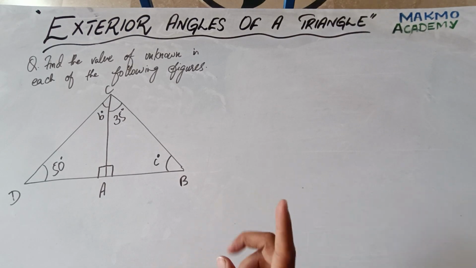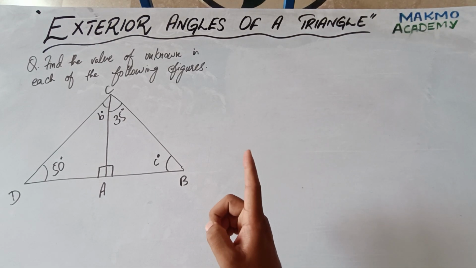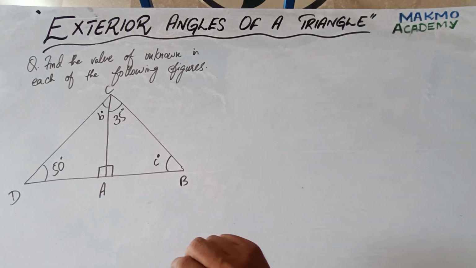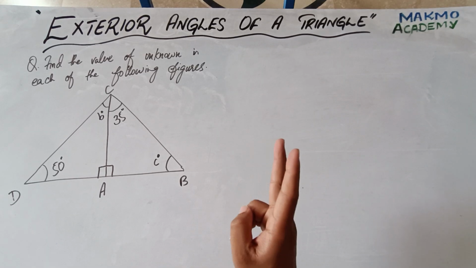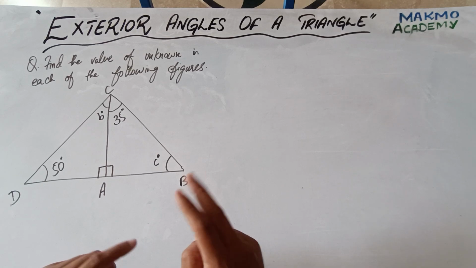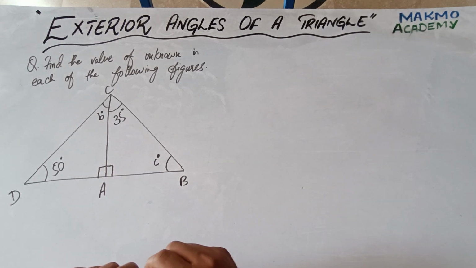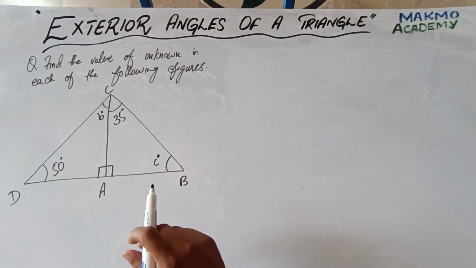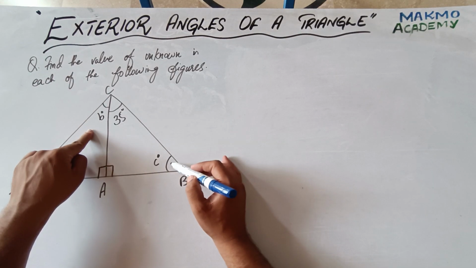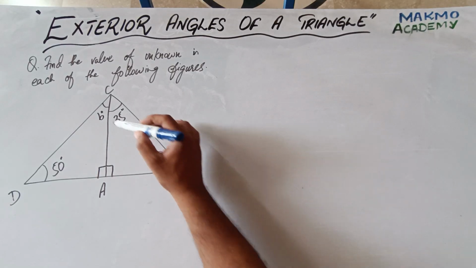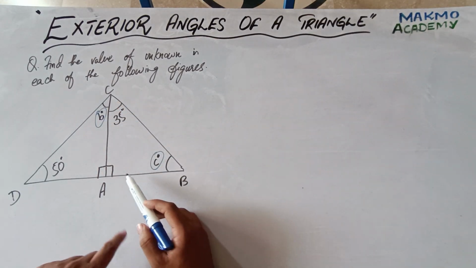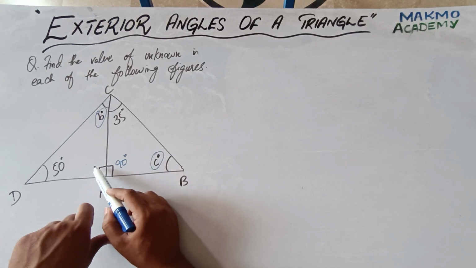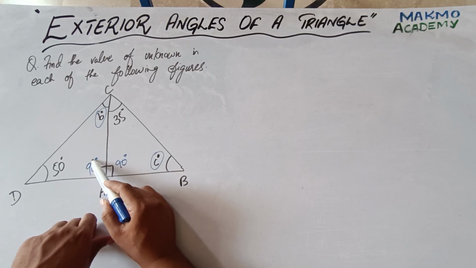So we know that property: the sum of interior angles of a triangle is equal to 180, and we know the exterior angle of a triangle as well, that the exterior angle is equal to the sum of its two opposite interior angles. Now we will see which property applies over here and how to find the value of the unknown angles, which are angles B and C.